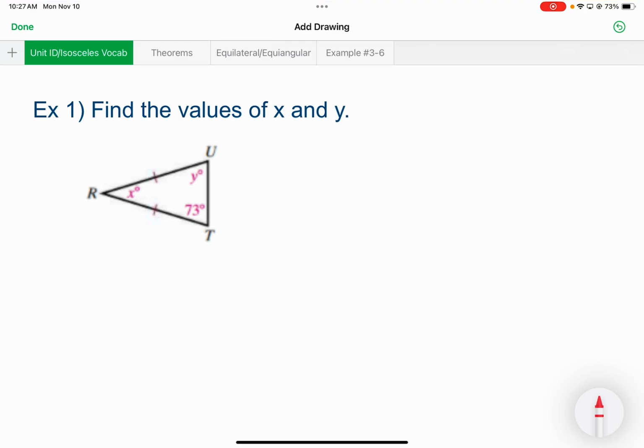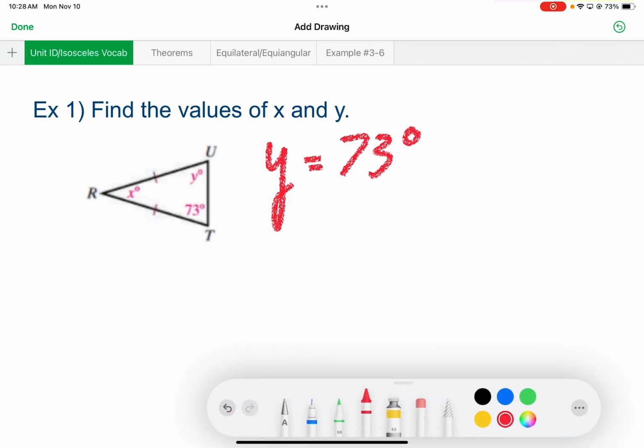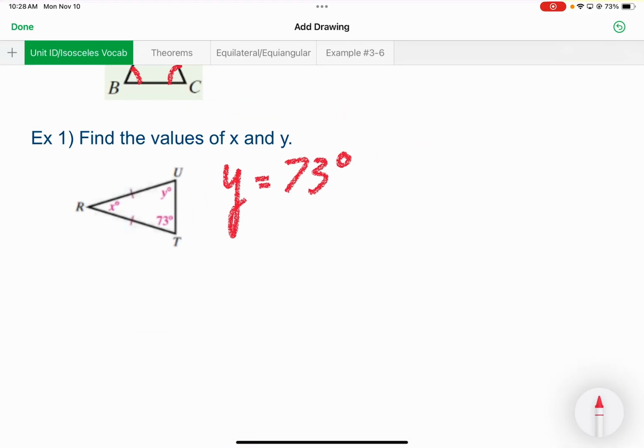So we've got x, we've got an angle that represents y, and then we have a 73-degree angle there. Which angle is easiest to find first, Braden? Y. Which is what? 73. So those are my two base angles, angle T and angle U. So Braden is right. Y is going to be 73 degrees. Okay, cool. All right. Now we want to find what x is. What does that look like? 134. 146. 180 minus 146. I like it.